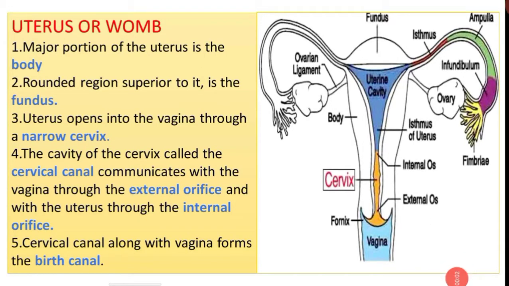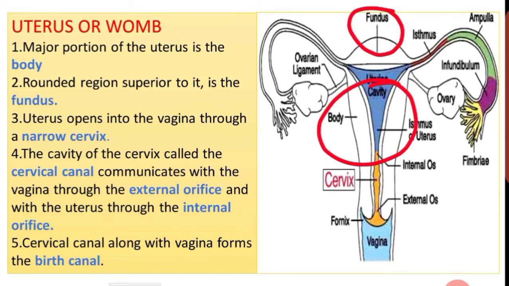Hi children, last video we completed the major part of the uterus. Shall we recall? The major part of the uterus is the body. The rounded region superior to the body is the fundus. Then the narrow region is called the cervix. These are the things we completed in the last class.